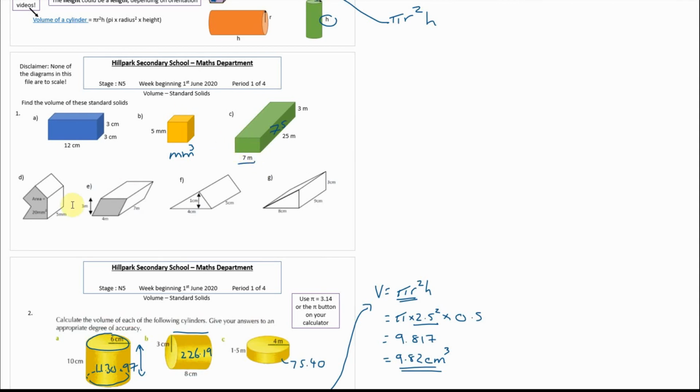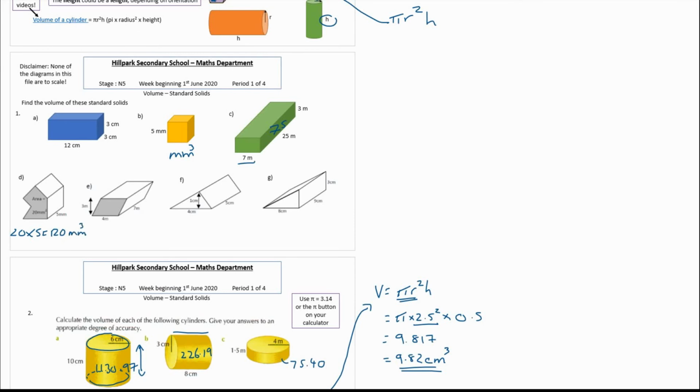Okay, simple. These ones a bit more complicated. Area times the length of 5, 20 times 5, dead straightforward really, isn't it? So you just do 20 times 5 for that one, so that's going to be 120 millimeters cubed, simple.